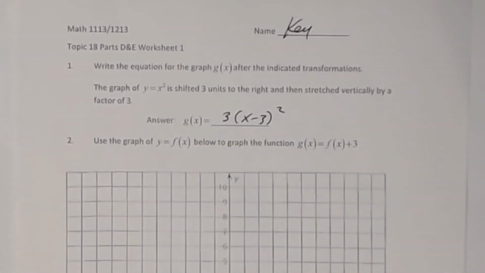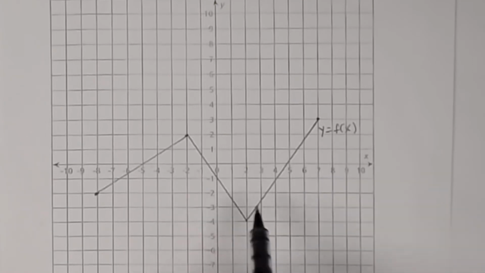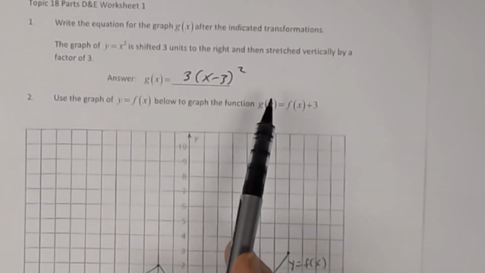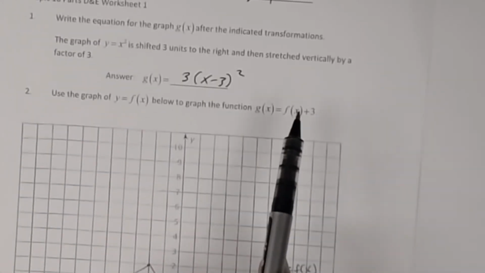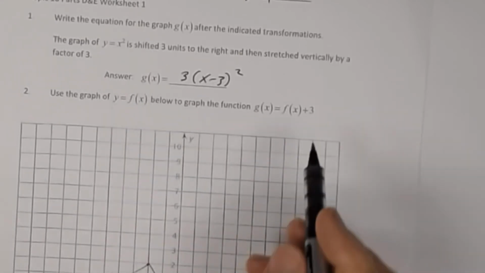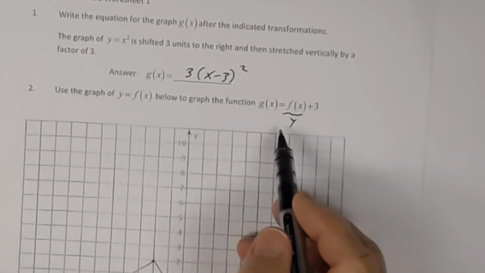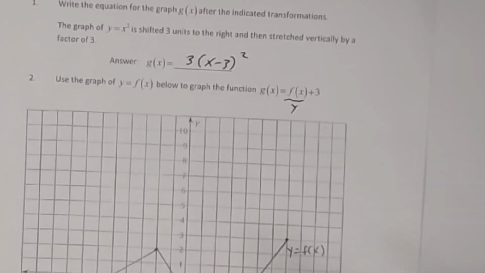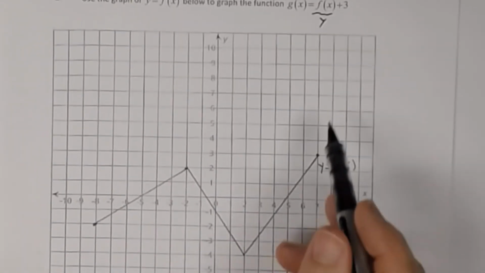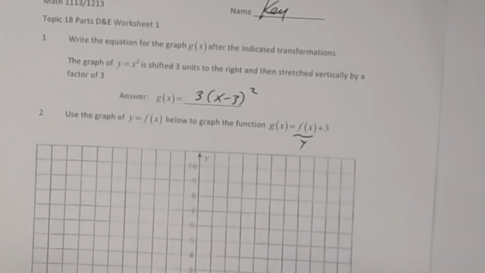All right. Number two, you have this function f of x right here, and you want to graph a function g of x, which is this plus 3. Remember, f of x is the same thing as y. So this is your y right here. Basically what you're doing is adding 3 to each of those y coordinates. The x coordinate is going to stay the same. You're just moving this function up 3. That's what that plus 3 means.